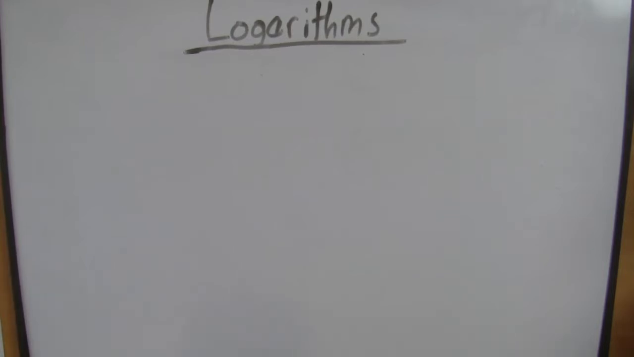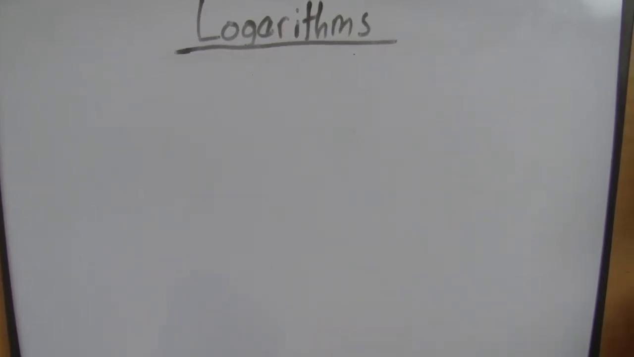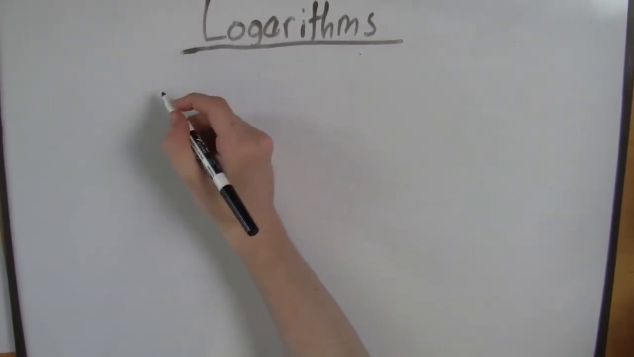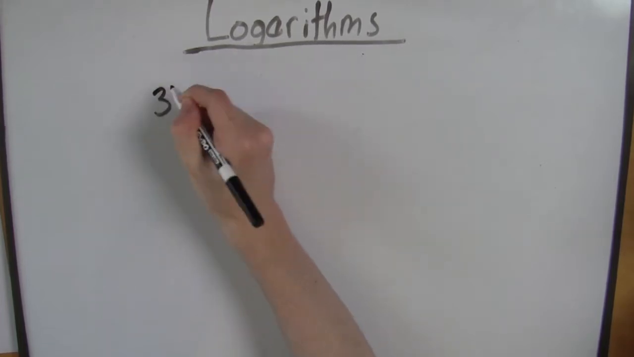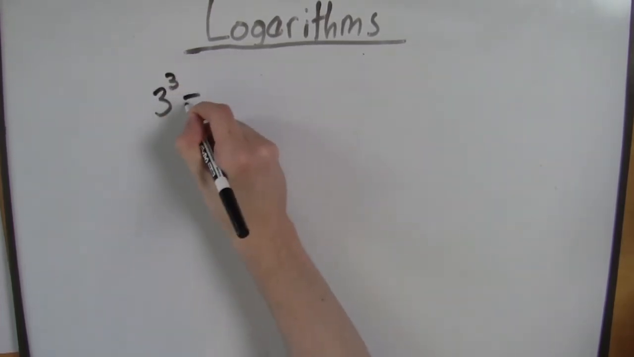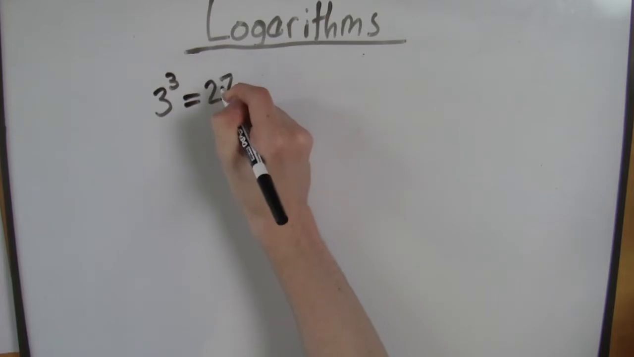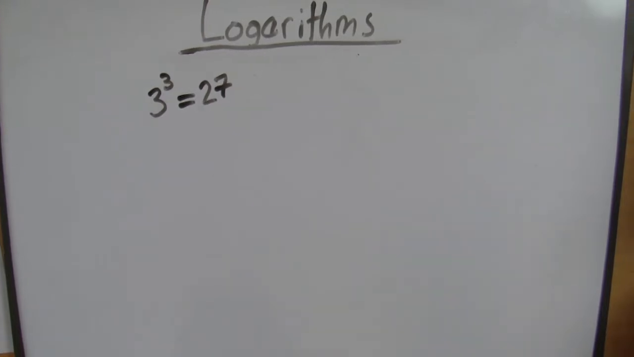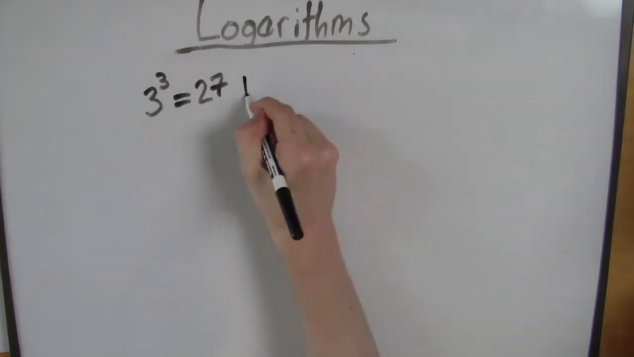Alright, today we're going to be going over logarithms, which are a different way of thinking about exponents. So let's start off with a traditional exponent, right? 3 to the 3. That equals 27. But let's think about it in a different way.